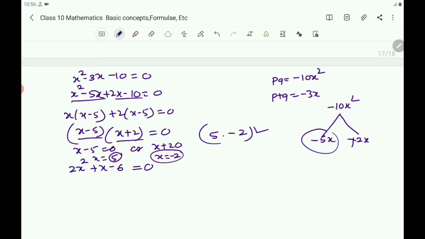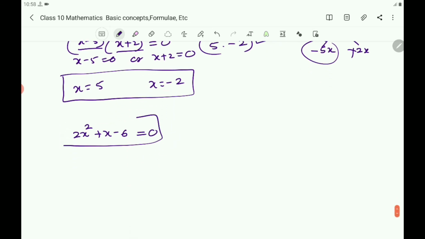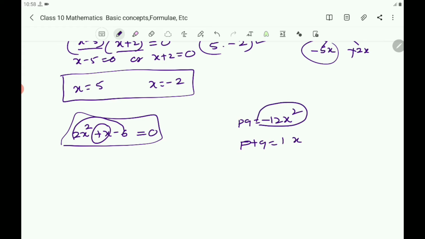In the options this will be there, so you have to make out this answer. So you got the roots x equals 5 and x equals minus 2. Now if you take this one, here the product is 2x square into minus 6, which is minus 12x square, that is pq, and the sum is plus 1x. So you take p plus q equals 1x, and you have to make out in which table 12 is there. And you know that the signs are different, as the product is negative.